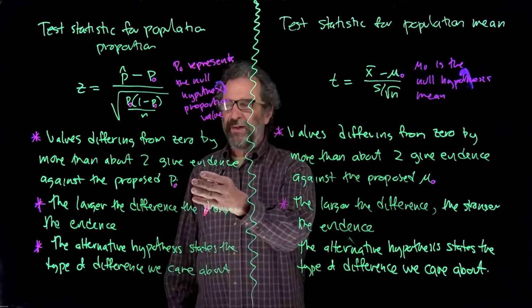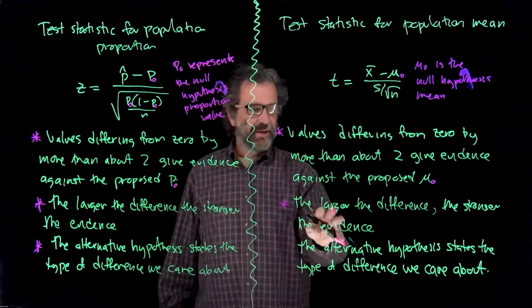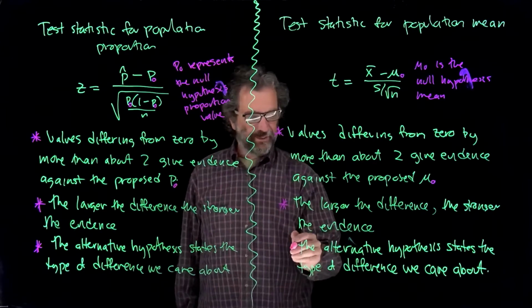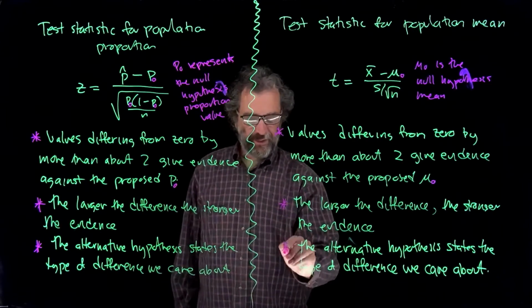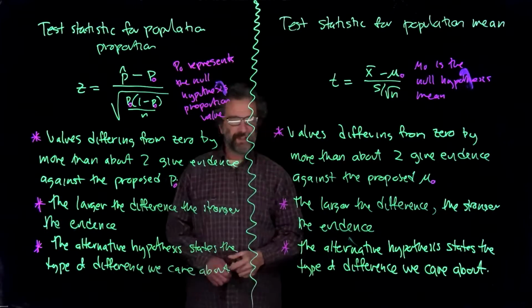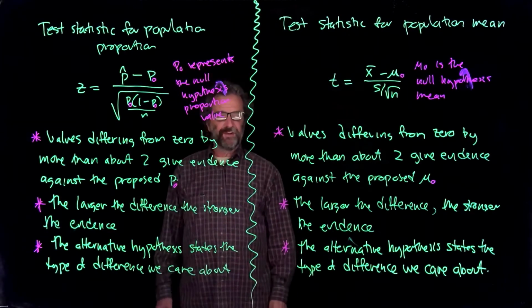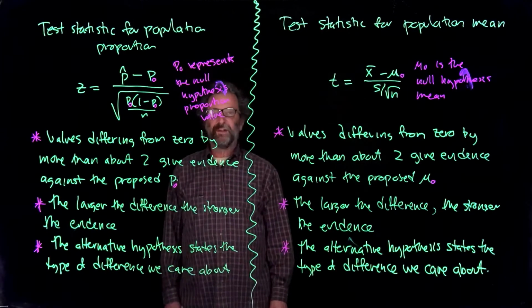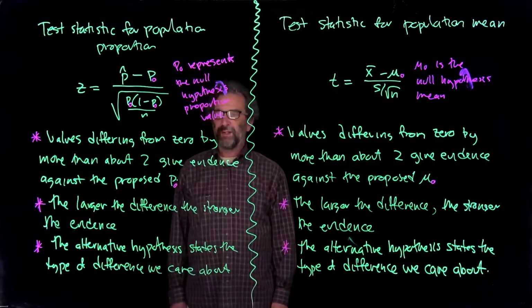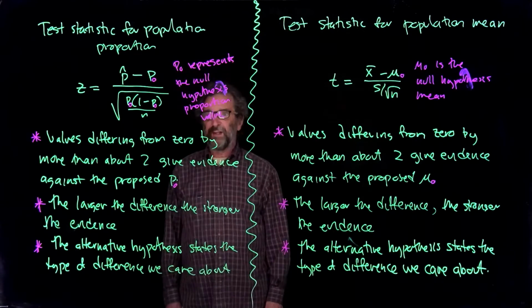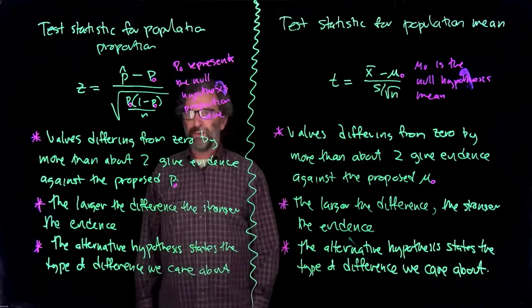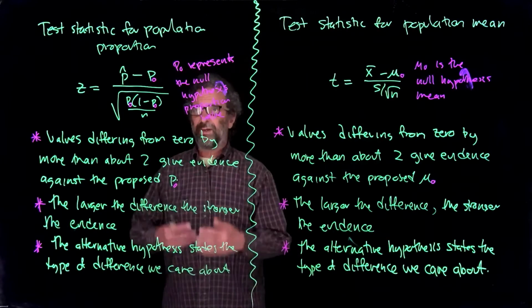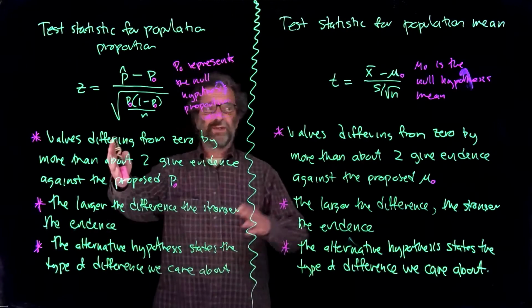Over here we can use z tables to measure strength of evidence. Over here we have to use t tables, which are slightly different. But overall, the same process. The alternative hypothesis states the type of difference we care about. Larger the difference, stronger the evidence, etc. So that's the second step in hypothesis testing. The first step is declaring the null and alternative so you know what you're looking for, and then the second step is computing a test statistic depending on your situation.